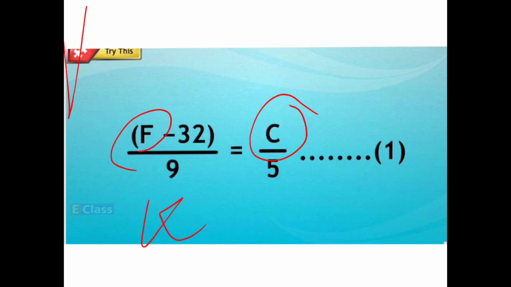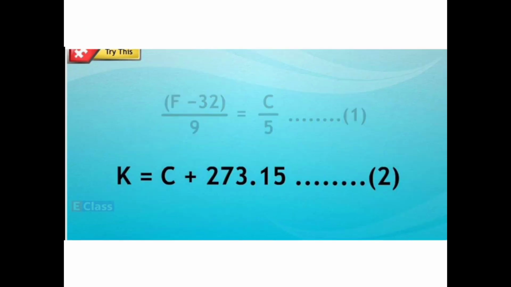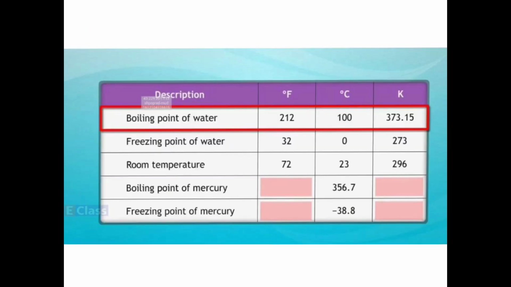Another thing I'm talking about is K. K is C plus 273.15. Now let us see here degree Fahrenheit, degree Celsius and in the Kelvin the various values.